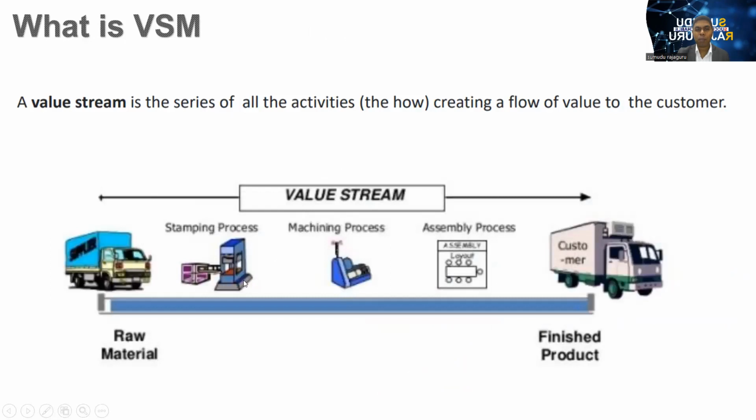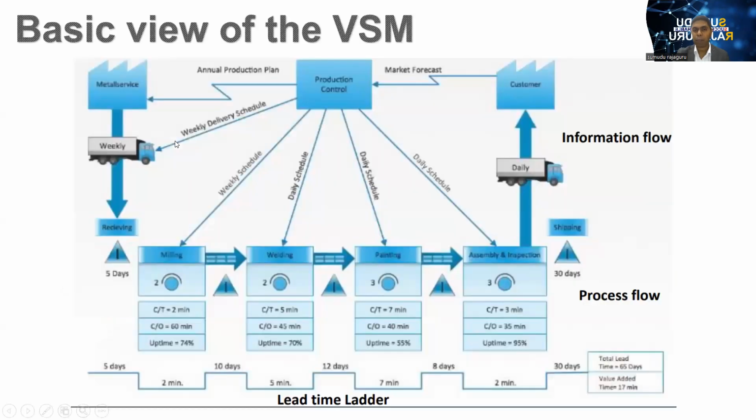So what is a value stream map? A value stream is the series of all the activities creating a flow of value to the customer. That means from the supplier to the customer through all our processes. When we link all these things, that is called a value stream map. That is the simple definition of value stream map.